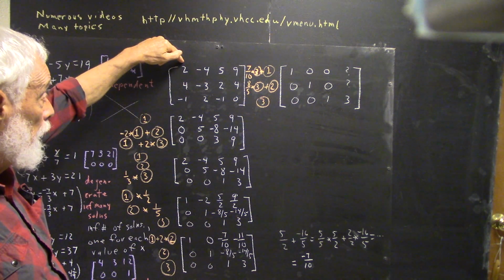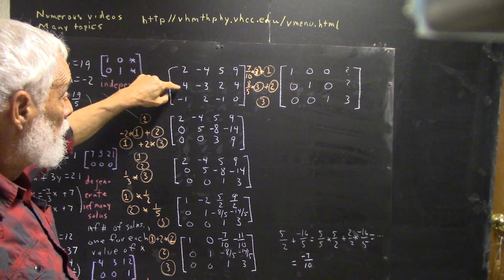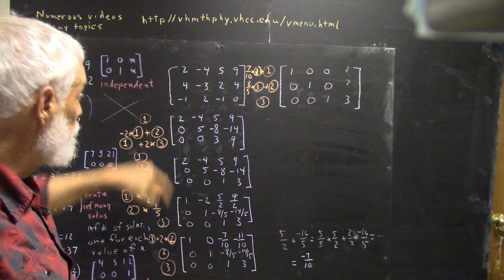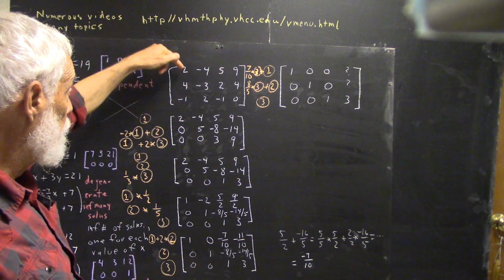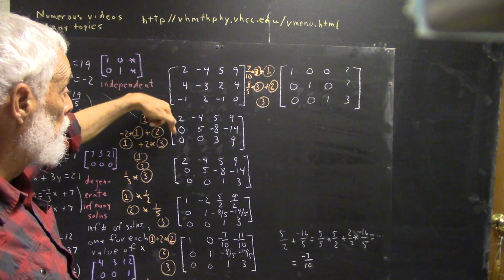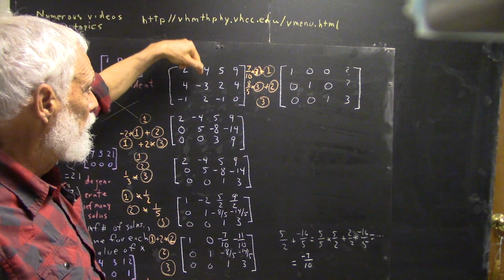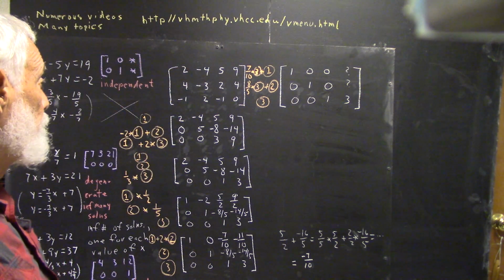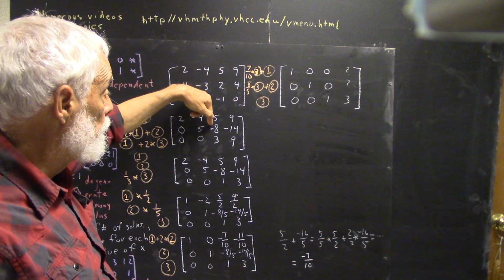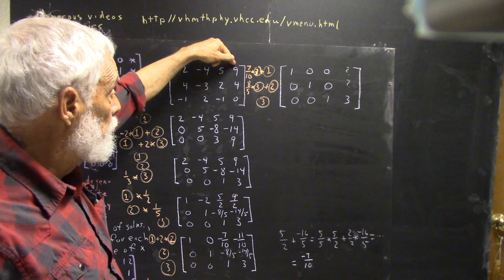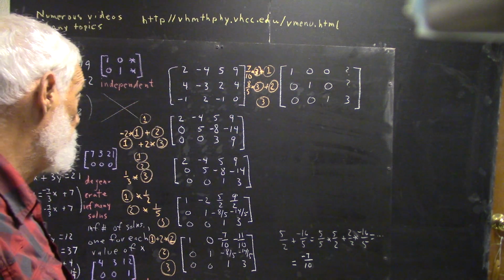I noticed that if I add -2 times the first row to the second, I'm going to get rid of the number here. The number here will become 0. So -2 times the first row added to the second. -2 times 2 is -4. Add 4, we get 0. -2 times -4 is 8. Added to -3 gives us 5. -2 times 5 is -10. Added to 2 gives us -8. -2 times 9 gives us -18. Added to 4 gives us our -14.